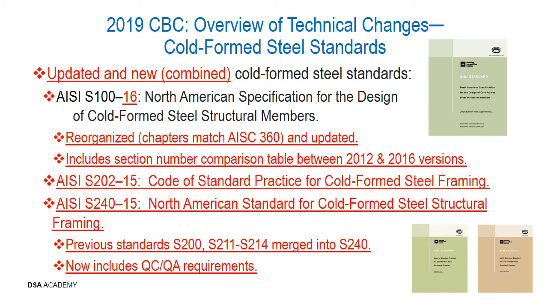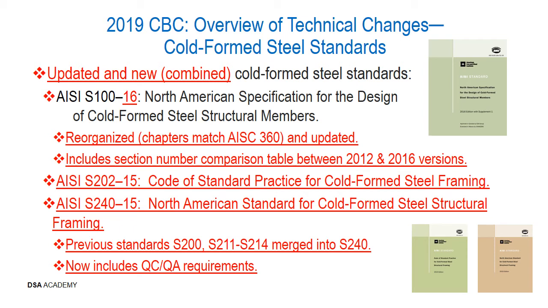For cold formed steel standards, these have been updated and some of them are new, though often they have combined previous standards. So the AISI S100, there's now a 2016 edition. That's the North American specification for the design of cold formed steel structural members. It's been reorganized to match that organization found in AISC 360, which we covered in an earlier slide. It has also been updated. Thankfully, in this new edition, it includes a section number comparison table between the 2012 and 2016 versions.